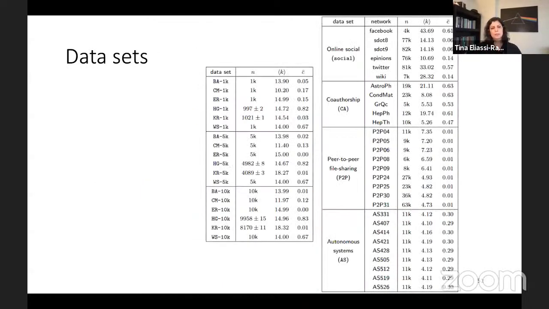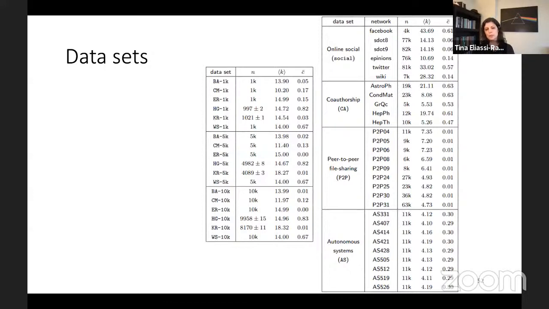So let me tell you about some experiments we did. We looked at a whole bunch of data sets, both synthetic and not synthetic. For our real data sets, we looked at online social networks. We also looked at co-authorship networks. You may say, wait a second, aren't co-authorship networks just social networks? They are, but they're a different type of social network. So you really need to separate them from, for example, opinions or a Twitter retweet network, because the co-authorship network is a projected bipartite network. So it's going to have different characteristics.